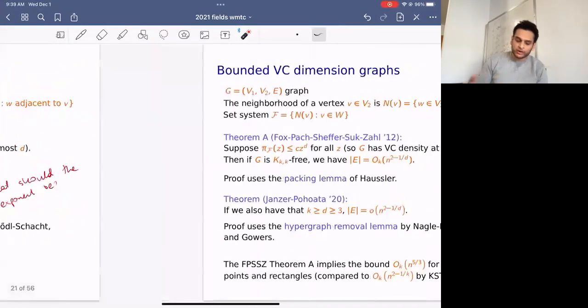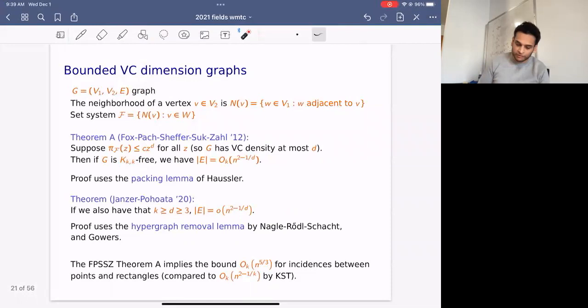And again, the VC dimension of rectangles is 3. So this automatically gives us a much, much better bound. It gives us n to the 5 over 3. So now the exponent does not depend on k, and we have a much more concrete bound. For every k, I know that the number of edges is at most n to the 5 over 3.